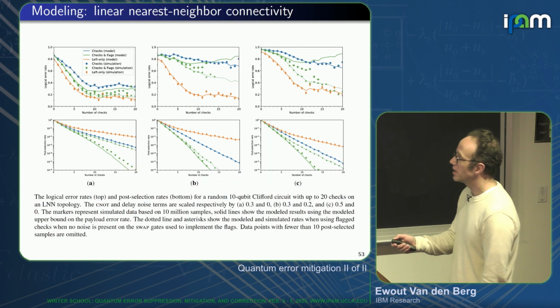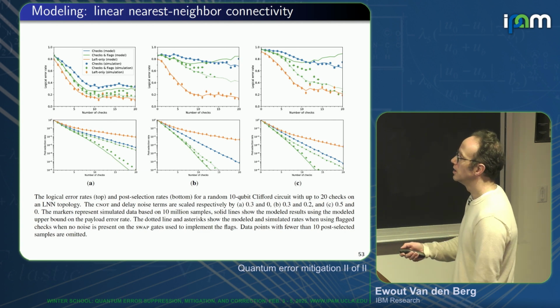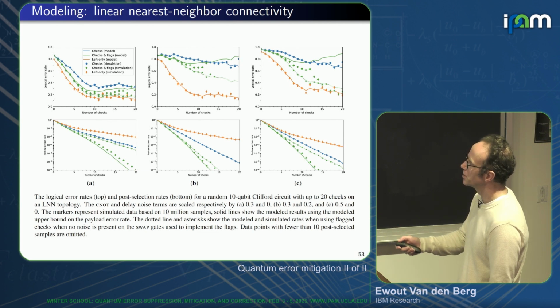This is the same setting in the nearest neighbor linear approach. The picture is pretty much the same. These curves get a little worse.